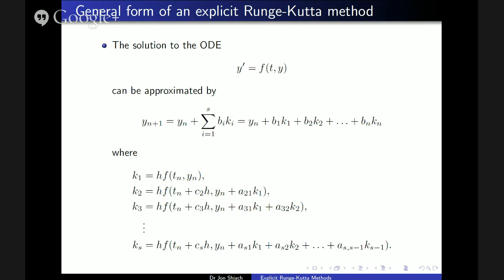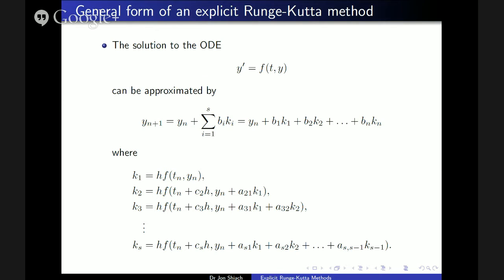So instead of having multiple previous values of y, what we do from the current value of y to the next is we calculate intermediate stages. So current value of y plus b1 times k1 plus b2 times k2 plus b3 times k3, etc. There are s stages. The first stage is always the step length times f of t, y. So if we only sum to s equals 1, we have the Euler method. The first order Runge-Kutta method is exactly the same as the Euler method.